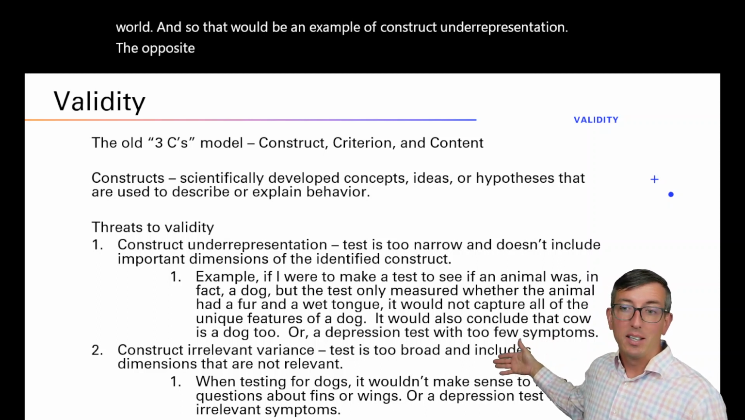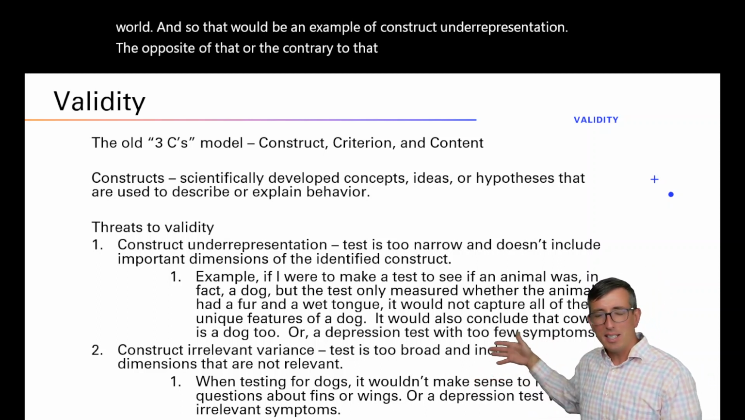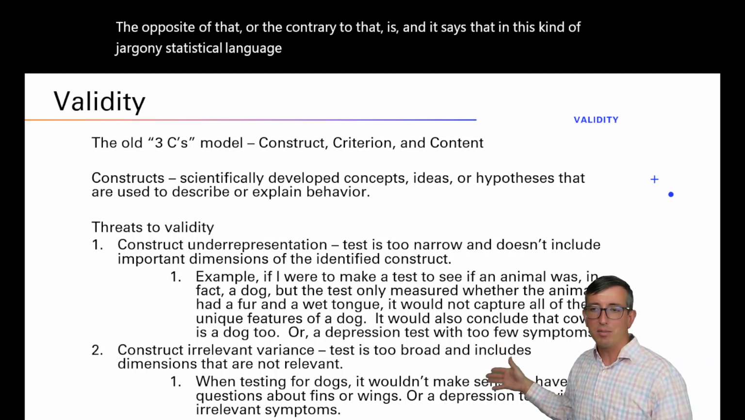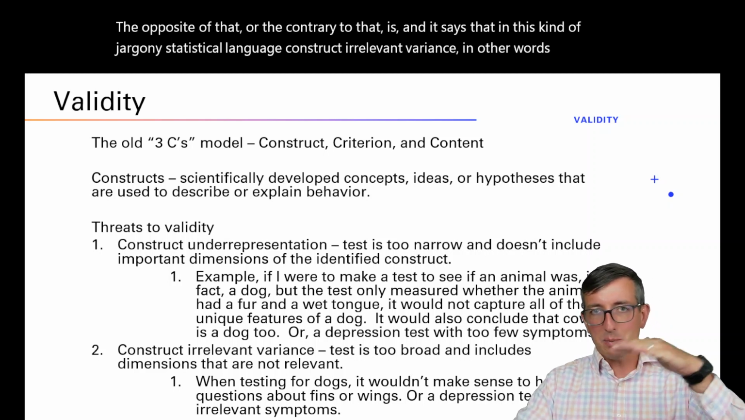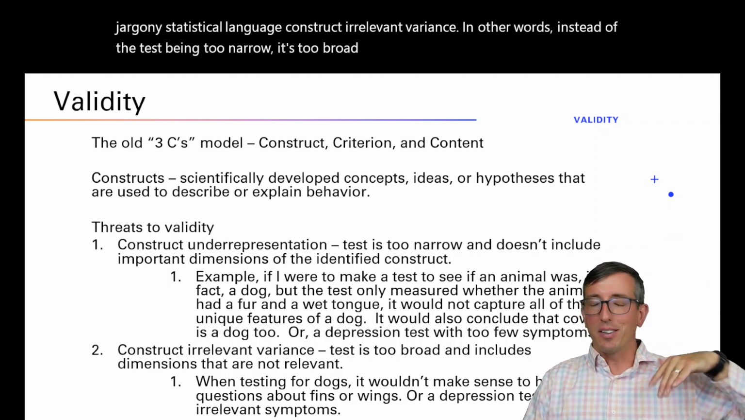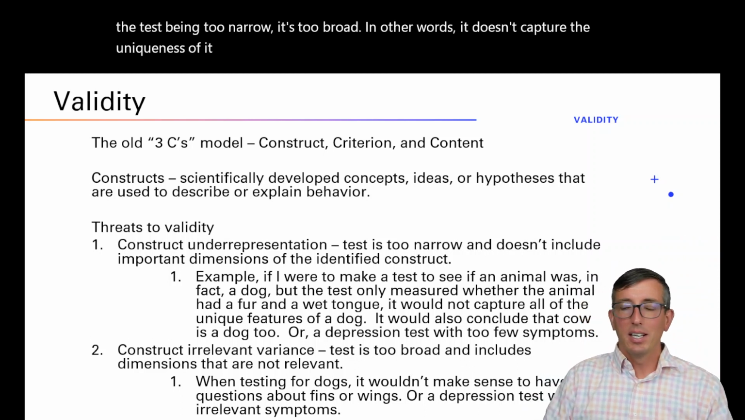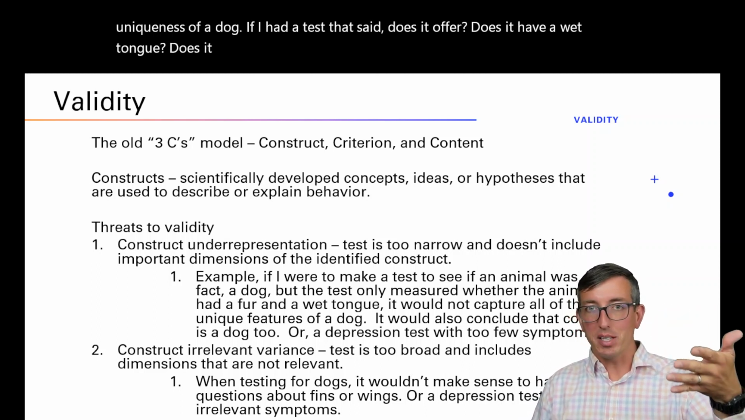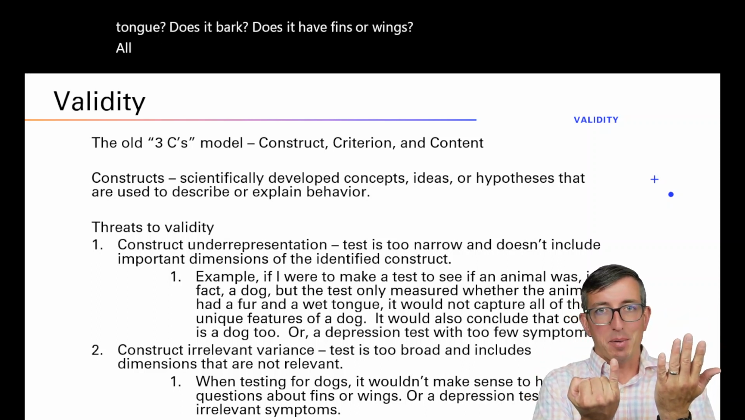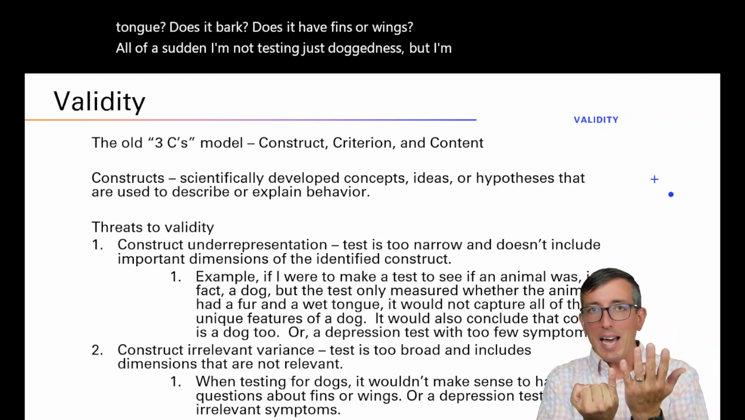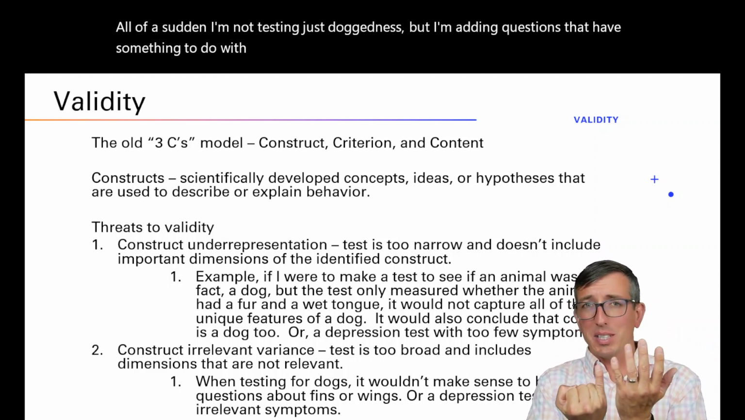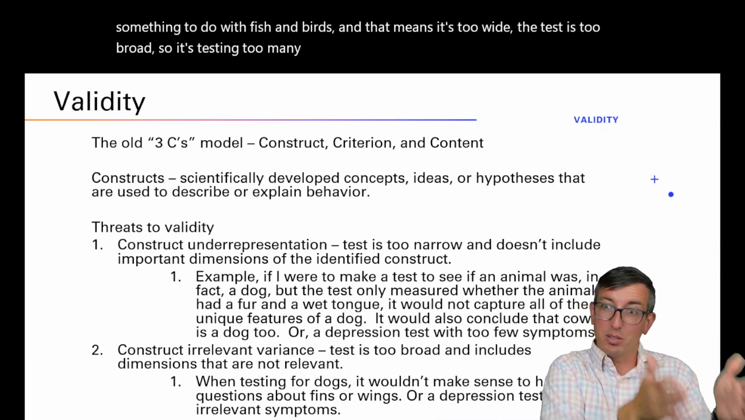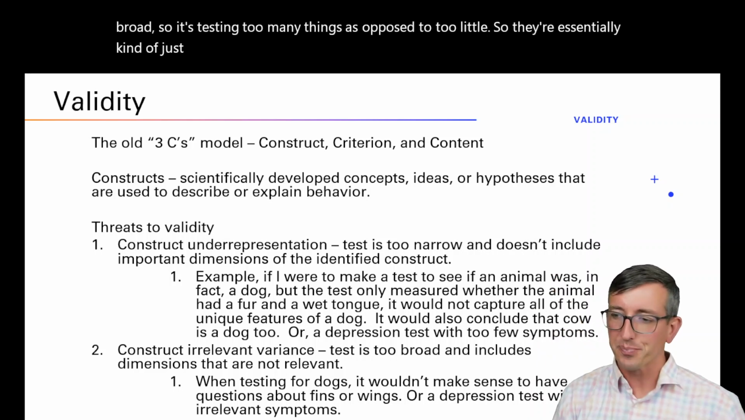The opposite of that, or the contrary to that, is, and it says it in this kind of jargony statistical language, construct irrelevant variance. In other words, instead of the test being too narrow, it's too broad. In other words, it doesn't capture the uniqueness of a dog. If I had a test that said, does it have fur? Does it have a wet tongue? Does it bark? Does it have fins or wings? Well, all of a sudden, I'm not testing just dogginess, but I'm adding questions that have something to do with fish and birds, and that means it's too wide. The test is too broad, so it's testing too many things as opposed to too little. So they're essentially just the opposite there.